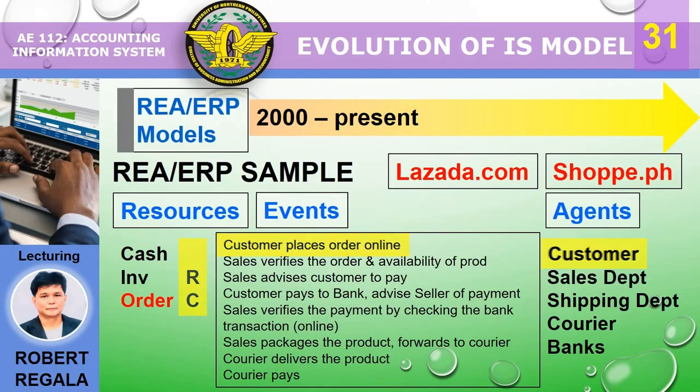When the courier delivers the item, the order is flagged as delivered and the inventory item as sold. And lastly, when the customer pays, the order resource is flagged as paid and the cash resource as received. These examples emphasize the duality of effect concepts, much like the debit and credit concepts in the traditional accounting framework.